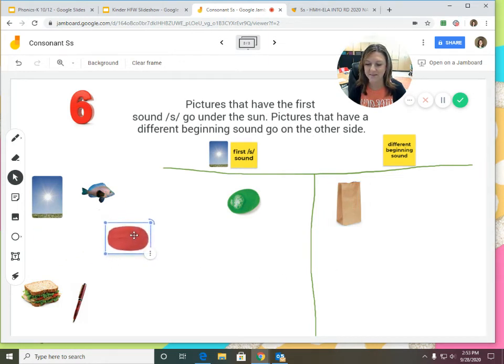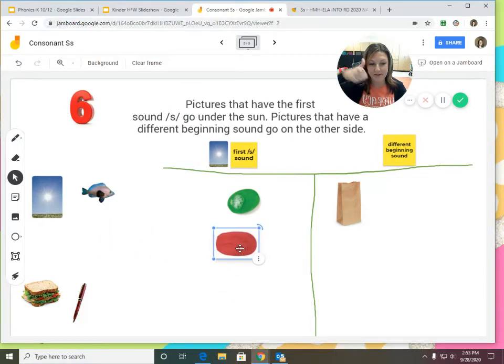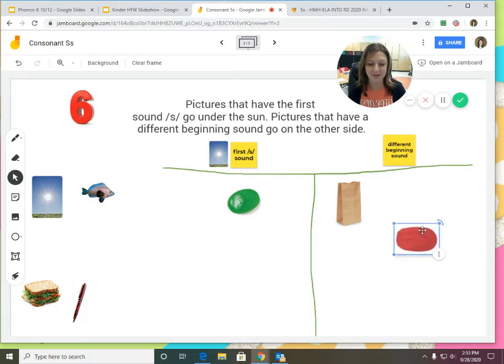Let's look at this one. Here I have a rug. Say that word with me. Ready? Rug. What sound do you hear at the beginning of rug? Very good. Does rug match soap? Thumbs up or down? That's right. It doesn't. So we're going to put it over here because the beginning sound is not S. All right, let's try this one.